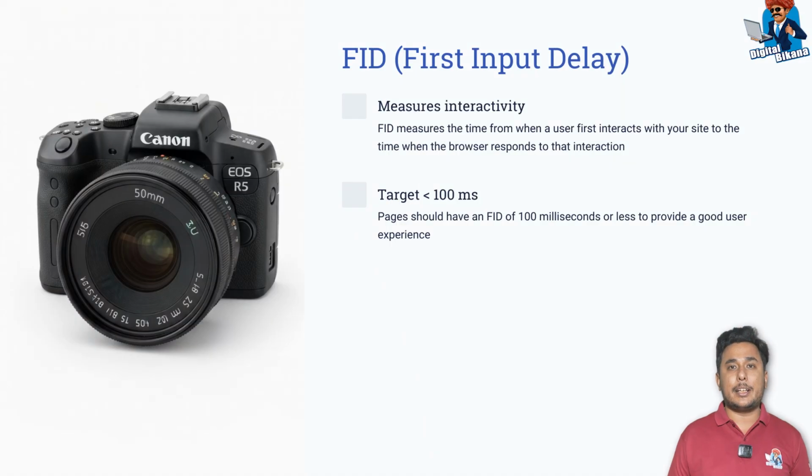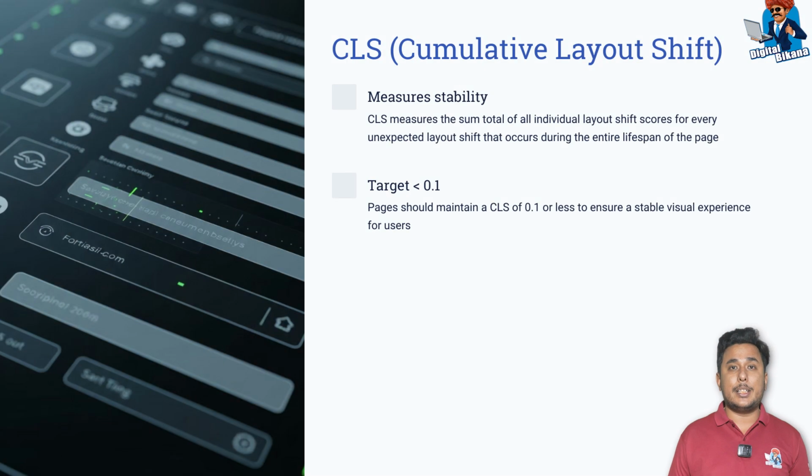FID measures interactivity, the delay between when a user first clicks or taps and when the site responds. A good FID is less than 100 milliseconds. CLS measures visual stability. If elements like buttons or images shift while loading, it frustrates users. The goal CLS score is less than 0.1.